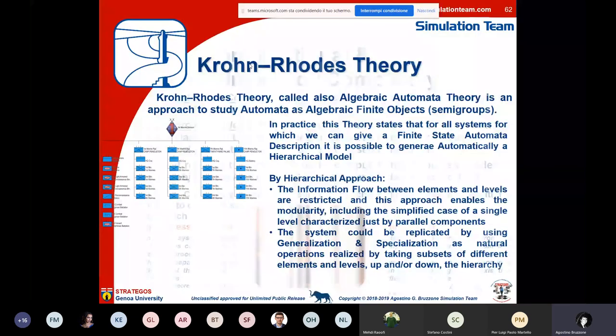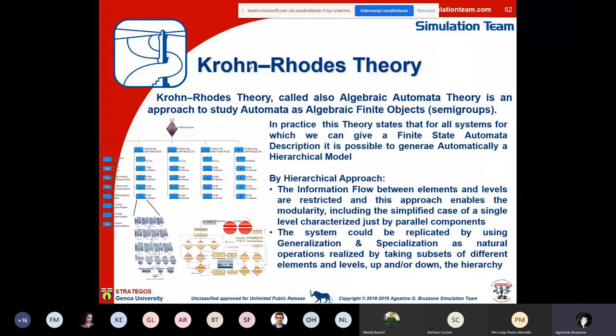Crown Roads theory deals with algebraic automata theory. The idea is that when you have some system, you can create a finite state automaton that reproduces your behavior. Here, one is the state of an element by an element, each one has its own role, and each operation has a hierarchical approach.